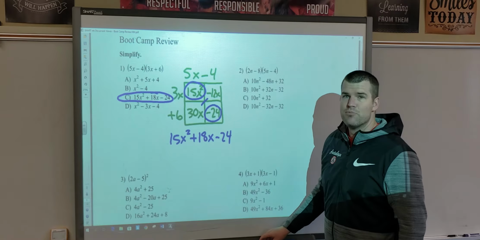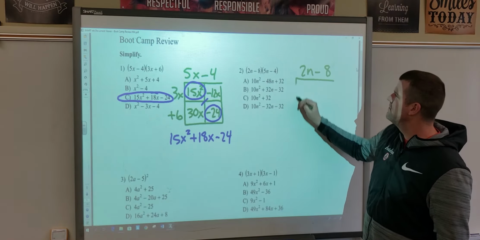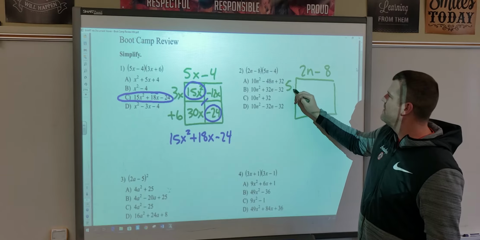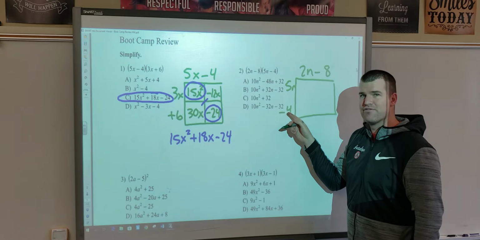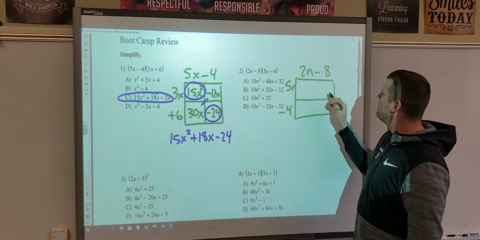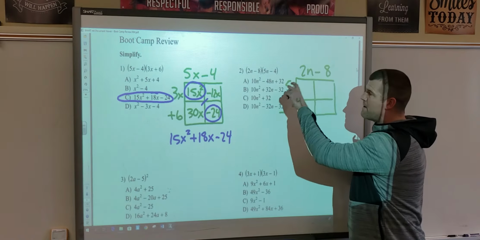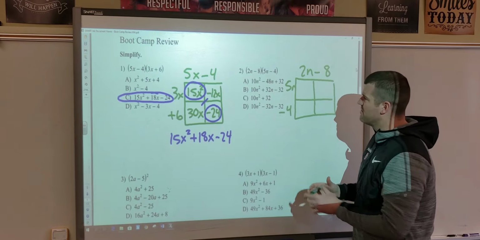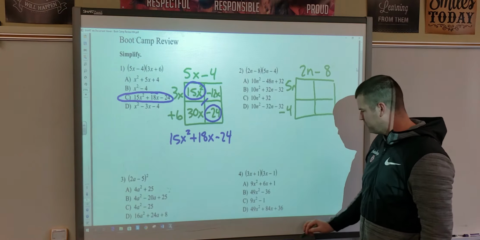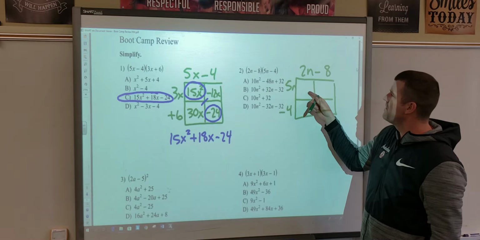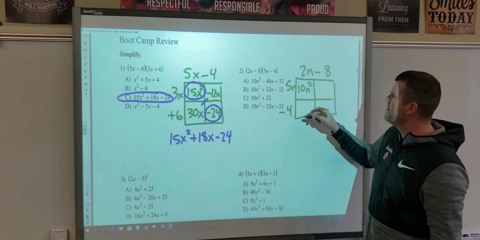Next problem, we have another multiplication problem. 2n minus 8, 5n minus 4. Make sure you have that minus next to your 4 so you know it's a negative 4. Also, if you put the 5n minus 4 up here and the 2n minus 8 over there, that's totally fine as long as you keep the binomials together. Either order will work.